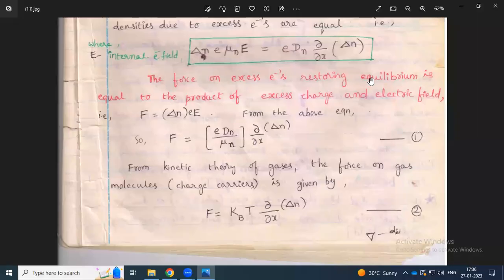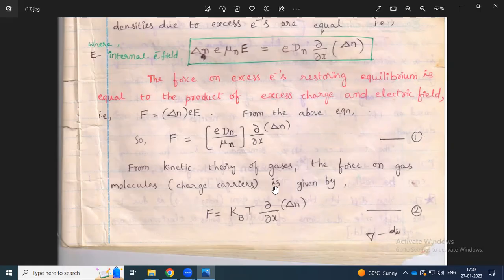The force on excess electrons restoring equilibrium is equal to the product of excess charge and electric field. F is equal to delta n into e E. From this equation, you can write F is equal to delta n e E, and dividing this entire equation by mu n, we get e Dn dou by dou x of delta n by mu n.